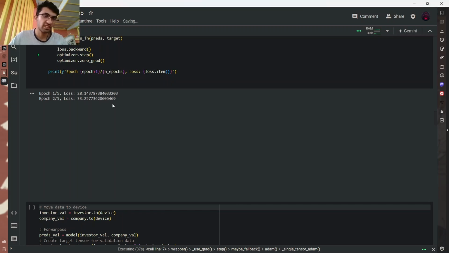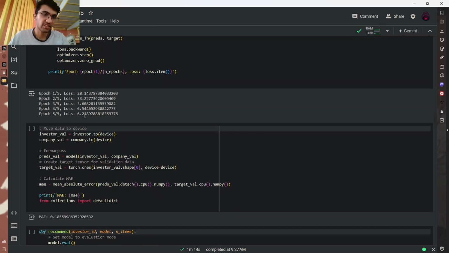It is trained for 2 epochs and the current loss is 33. The previous epoch's loss was 28.14. The third epoch's loss is 3.6, which is very less and is highly beneficial for us. The fourth epoch loss is 6.54. Now, finally, the fifth epoch's loss will be available in just a few more seconds, which is 6.21.